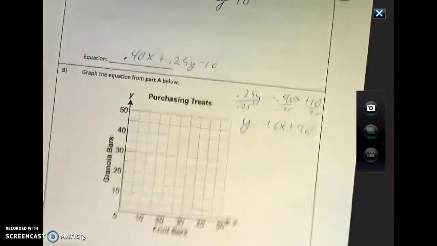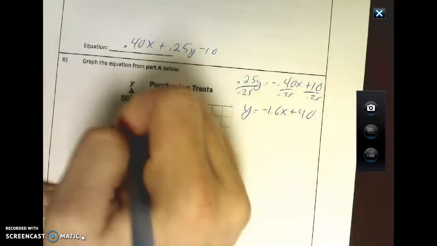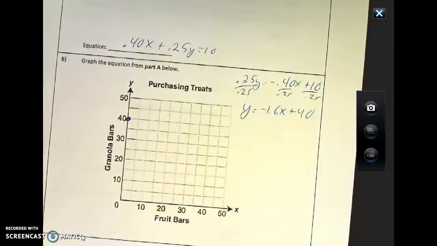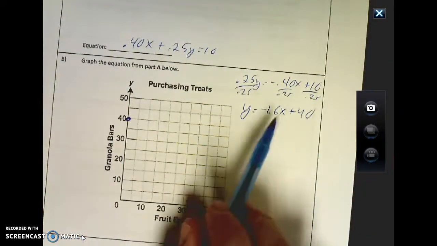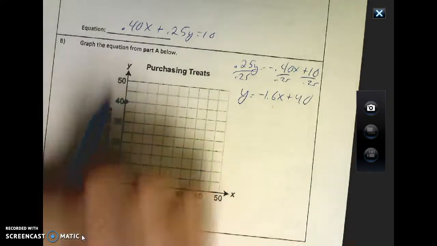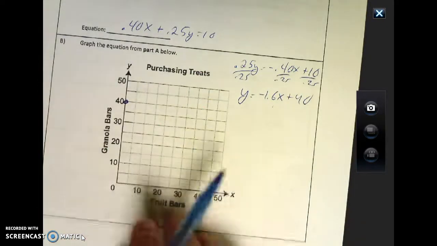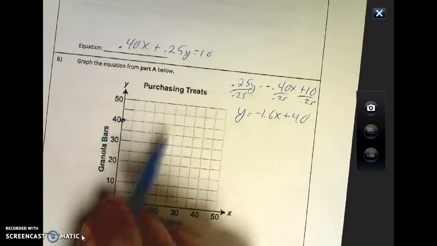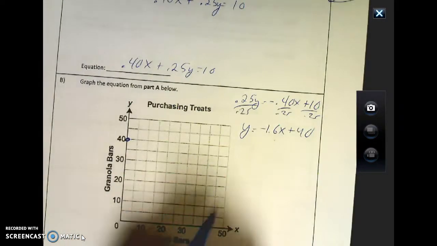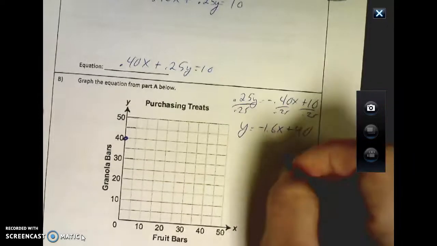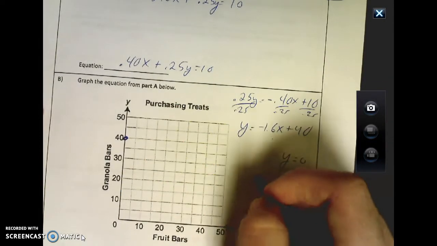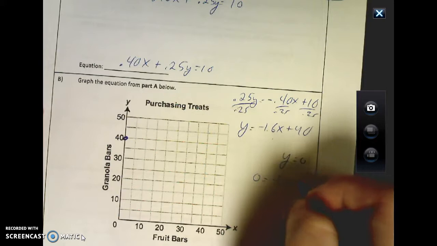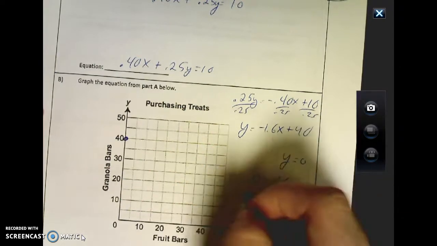So here's my equation. I'm going to start at 40. Okay? And my slope is negative 1.6. Now obviously I want to get this as exact as possible. Okay? So I have my y-intercept. That's good. I want to find out what my x-intercept is now, which is when y equals 0. So if I let y equal 0, let's see what happens here. 0 equals negative 1.6x plus 40. I can subtract 40 over.